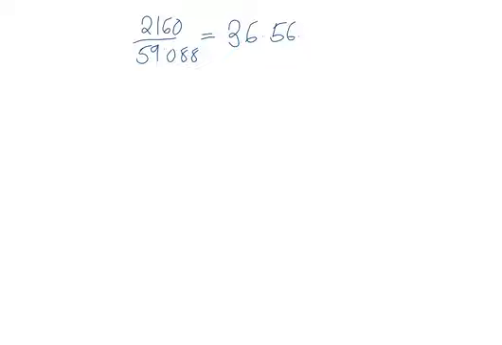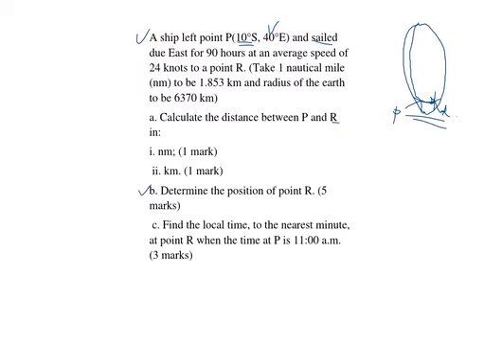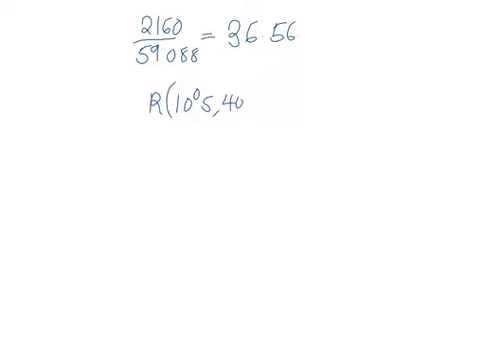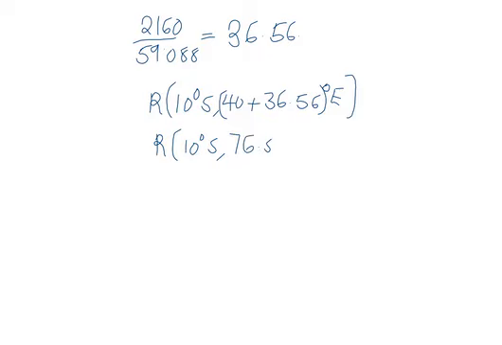36.56. Now to get the position of R, we will have the latitude remain as 10 degrees south, then we will have the longitude as 40 plus 36.56, all this in degrees east. So we have R at 10 degrees south, 76.56 degrees east.